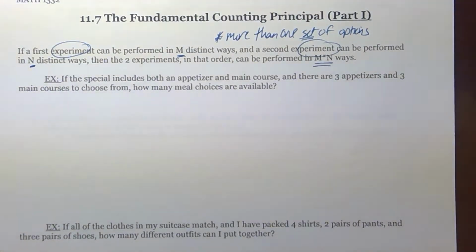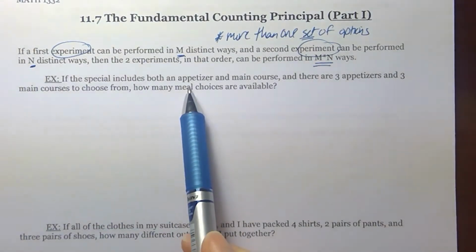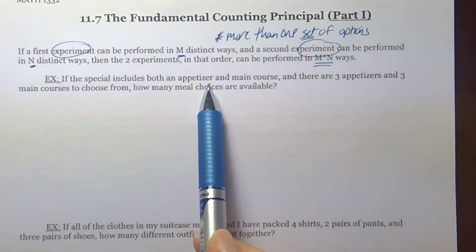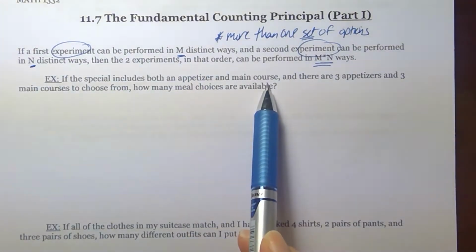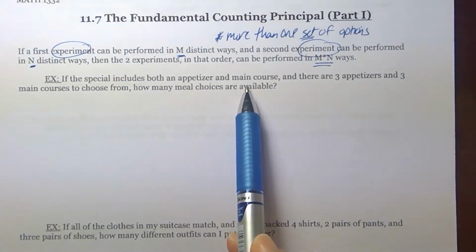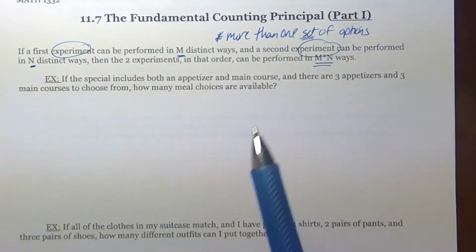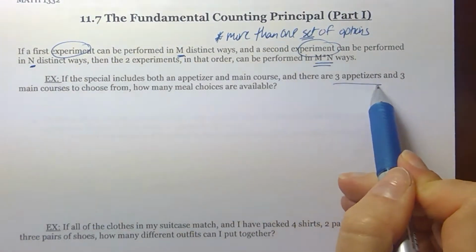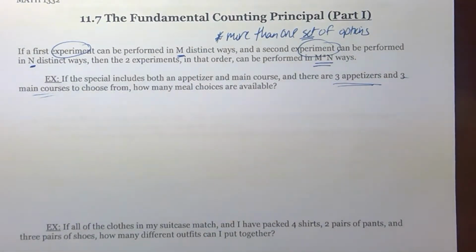For example, if we're at a restaurant, we're going to get the special. The special includes an appetizer and a main course. So anytime you order the special, you have to pick one appetizer, that's the first set of options, and one main course, that's the second set of options, or my first experiment, my second experiment, depending on which terminology you want to use. I have 3 different appetizers to choose from and 3 different main choices to choose from.